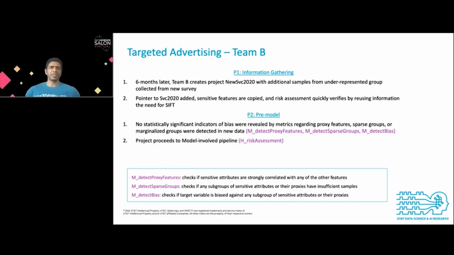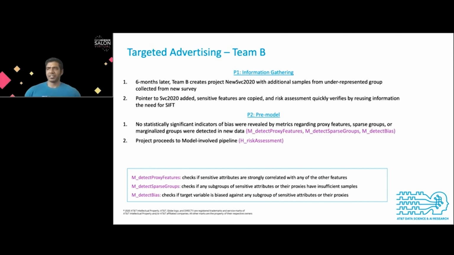Now suppose 6 months later, another team creates a new project with additional samples from the underrepresented group. Now what they do is add a pointer to the previous project, copy over the sensitive features, and the risk assessment quickly verifies that by reusing the information. Then it again goes to pre-model.